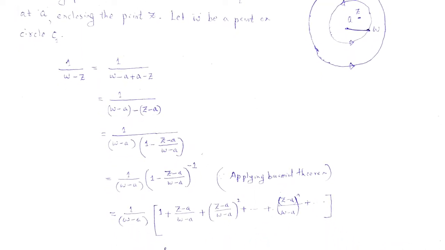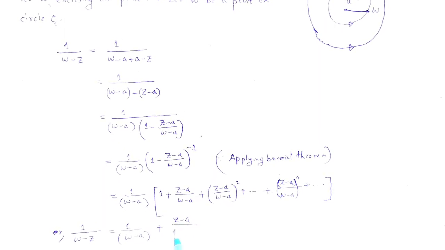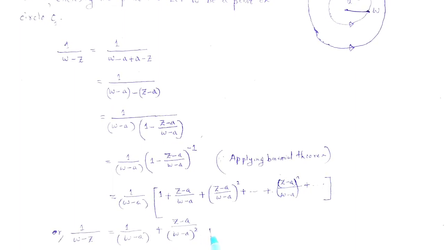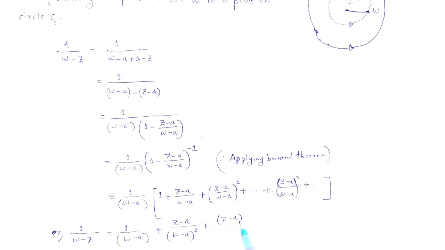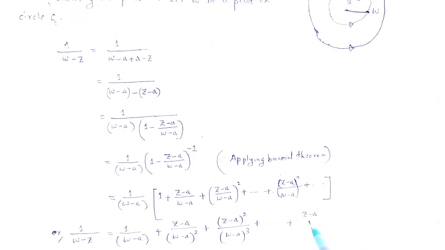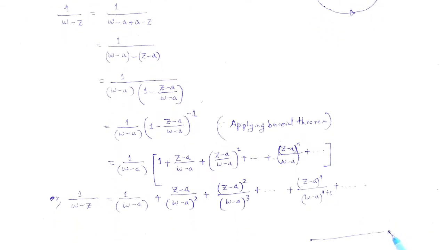Here 1 by W minus A is multiplied within the bracket term. So we have 1 divided by W minus Z is equal to 1 divided by W minus A plus Z minus A divided by W minus A whole squared plus Z minus A squared divided by W minus A cubed plus dot dot dot up to Z minus A to the power n divided by W minus A to the power n plus 1, dot dot dot. This is equation number 1.